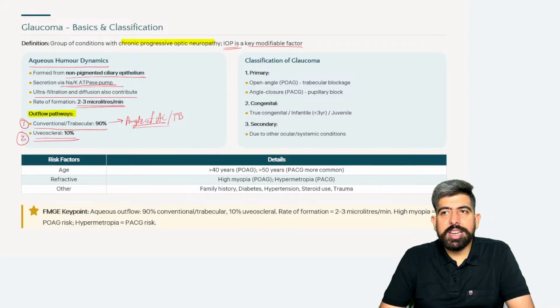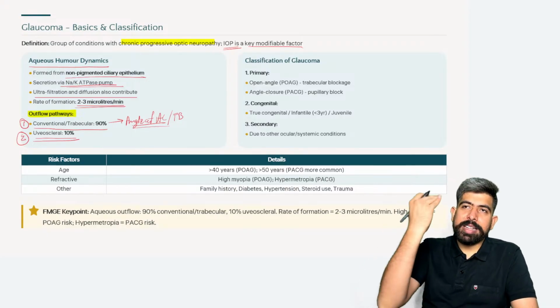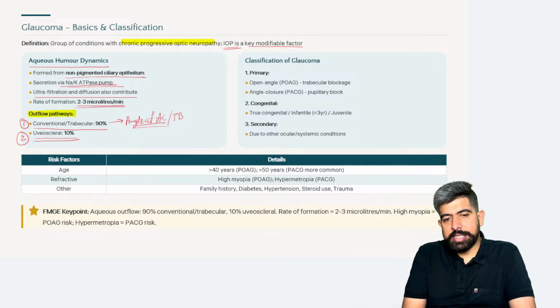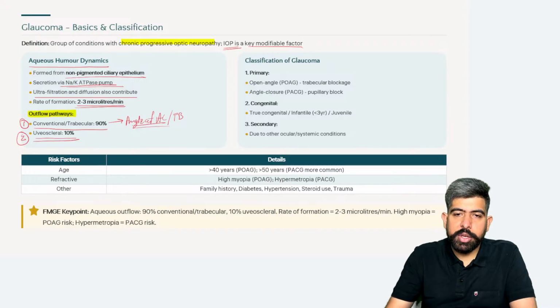What is the meaning of uveoscleral? Yes, it can be absorbed by the uvea and then drained into the scleral vessels, right? That is your uveoscleral outflow. It is just 10%.